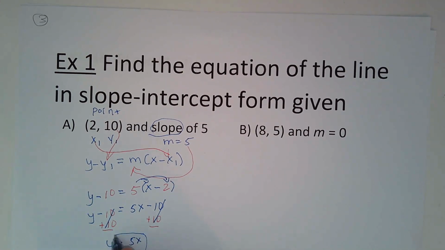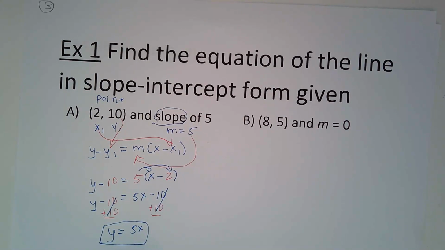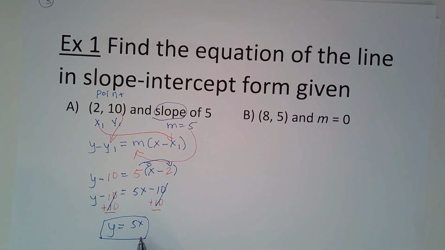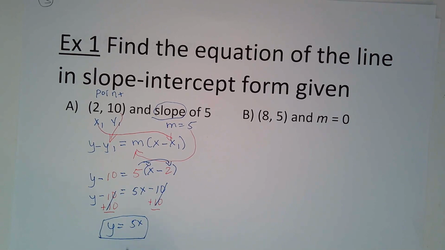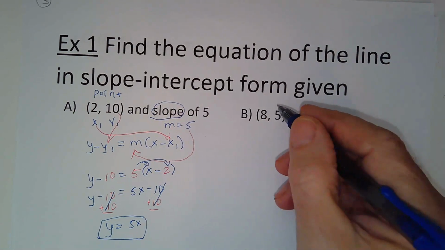Now, when you put this into IXL, you must show the entire equation, y equals 5x. If you leave out the y equals, you'll get it wrong. Okay? All right. So now let's go over to the second problem.